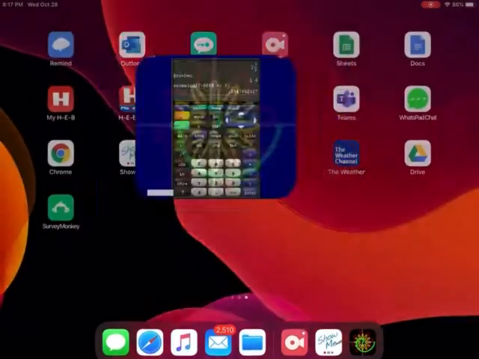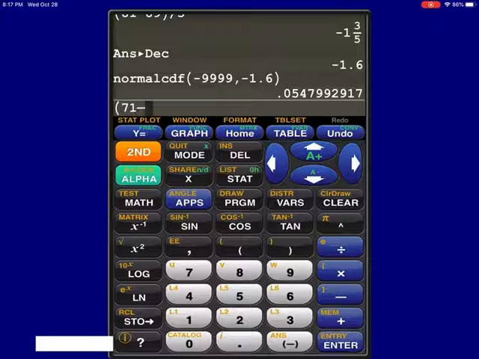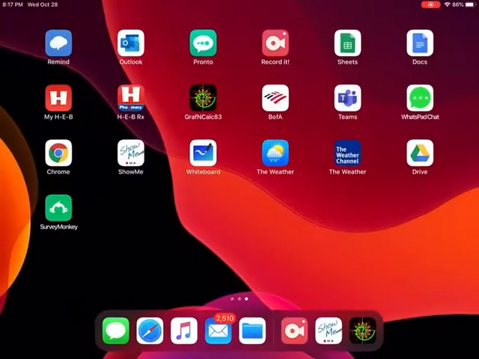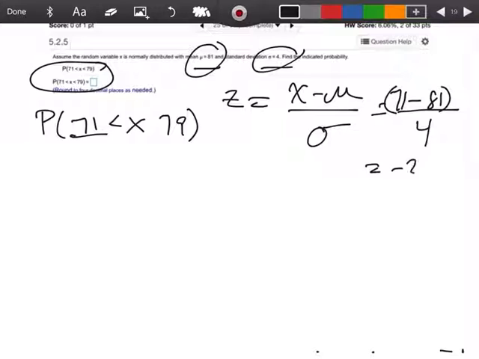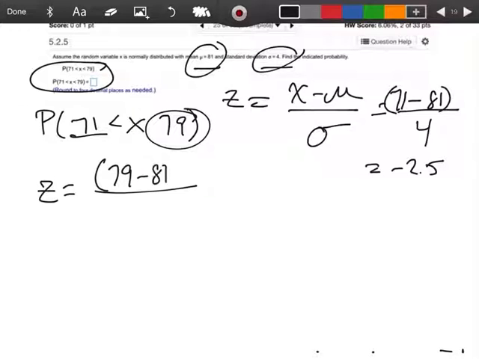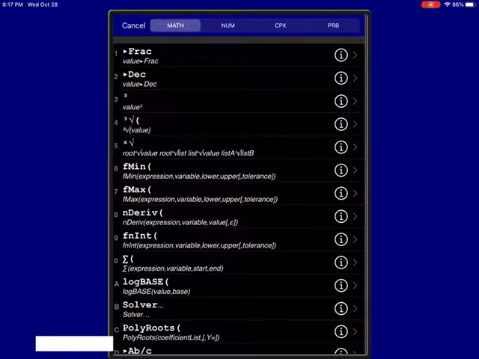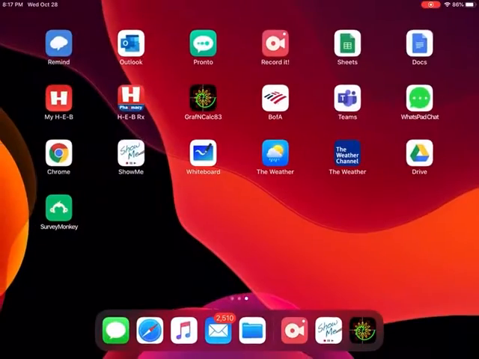So let's do this part on the calculator. So 71 minus 81 divided by 4. Let's convert that to a decimal, negative 2.5. Okay. This is negative 2.5. Now we're going to do that same process over again, but we're going to use this one. So we're going to go 79 minus 81 divided by 4. Converted to a decimal, negative 0.5.